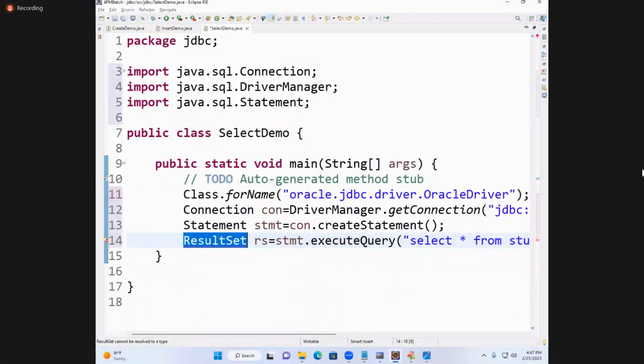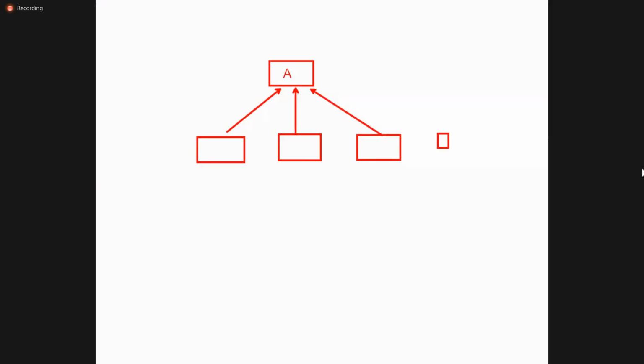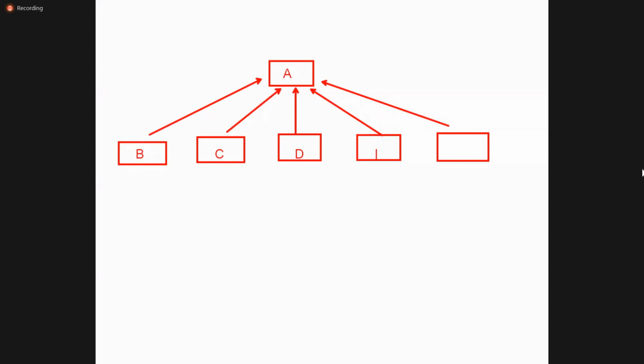Say for example, A is an interface. This A interface is implemented in class B, in class C, in class D, in class E, and in class F. Can we implement it like this? Yes. So A is the interface, and we have classes B, C, D, E, F like this.